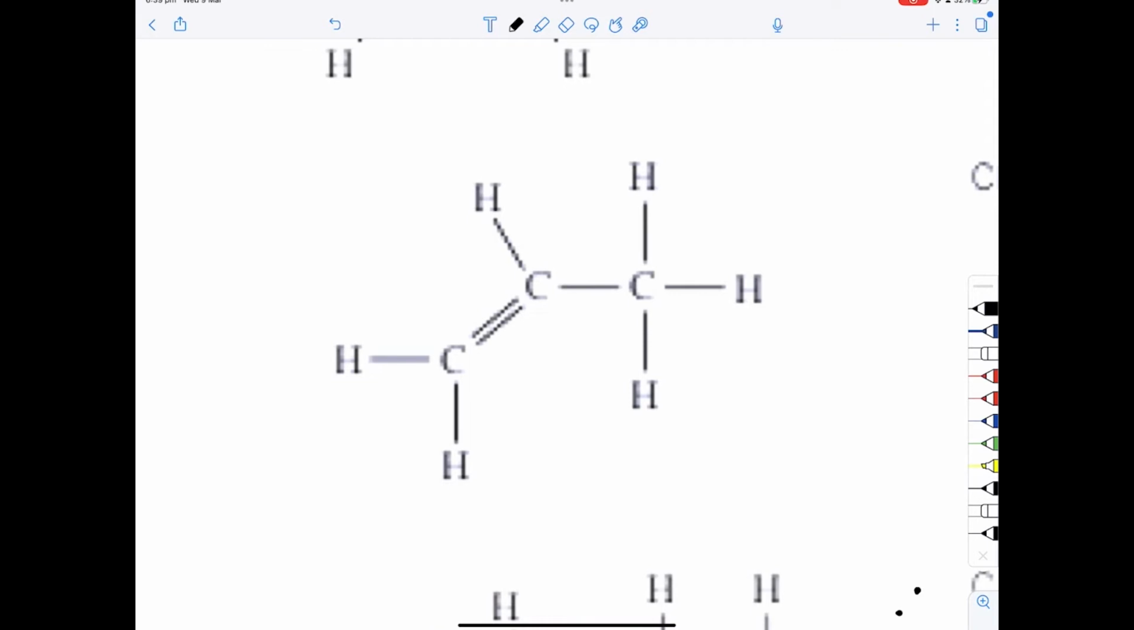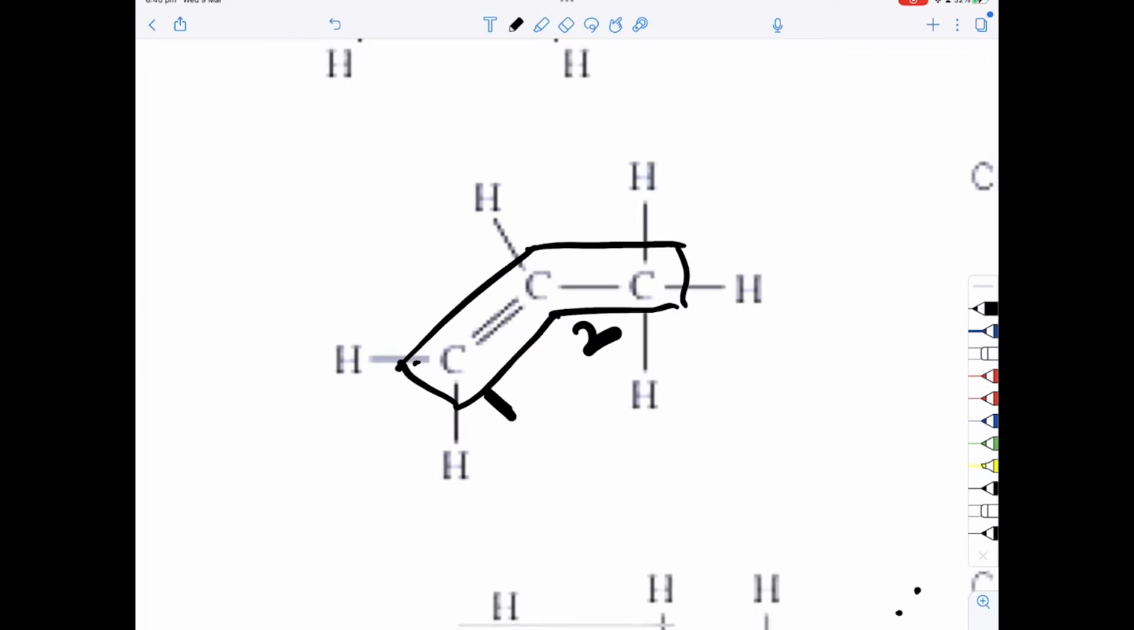Good. So longest carbon chain, Mahir counts 3. Mahir, you can now do the next step, which is numbering left to right or right to left. But logically, Mahir, which direction are you going to go? You're trying to give this double bond the lowest number. Which end is the double bond closest to? Yeah, it's closest to the left. So we're obviously going to be starting from left and going towards the right. So I'm going to name this carbon number 1, this carbon number 2, and this carbon number 3.